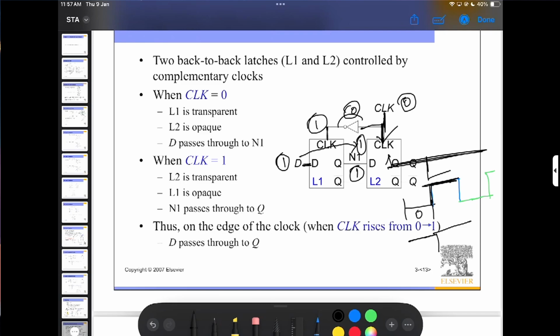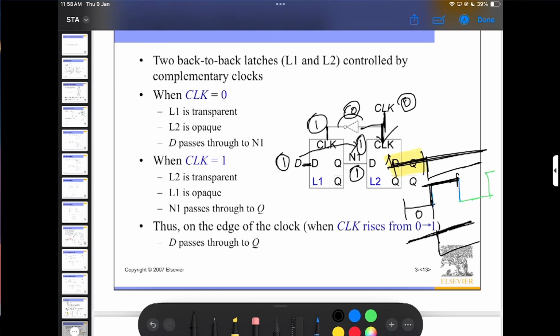Suppose there are any changes here. It does not change directly; it holds the value for this period of time. Whatever your D input is, only this part goes to the output. Okay, so this is the output, and again this period of time, and again this.